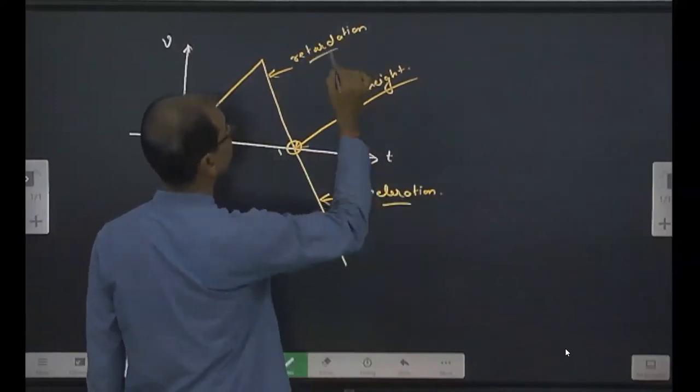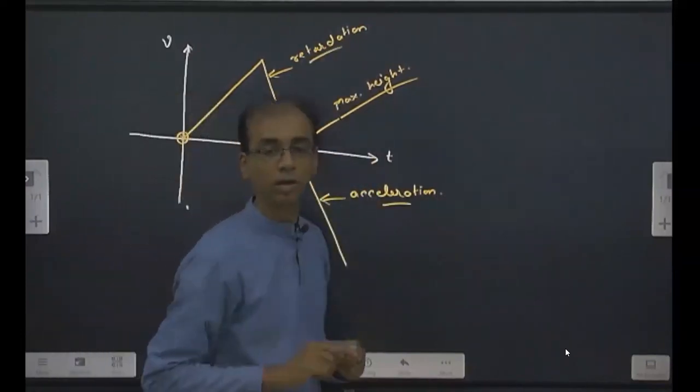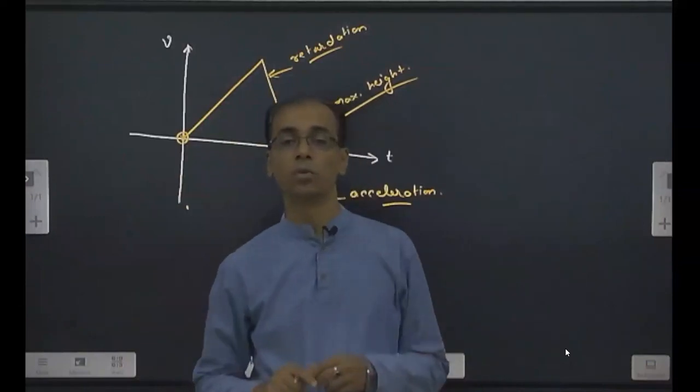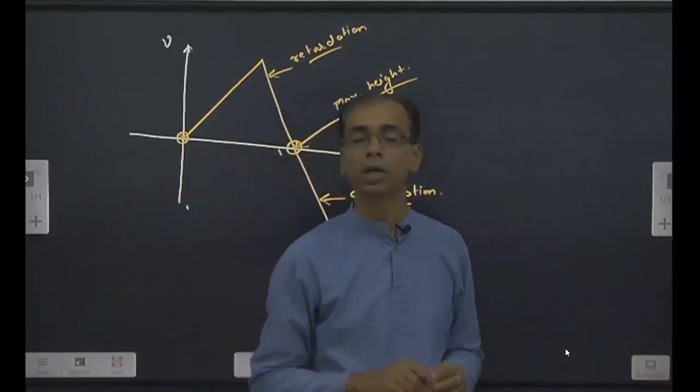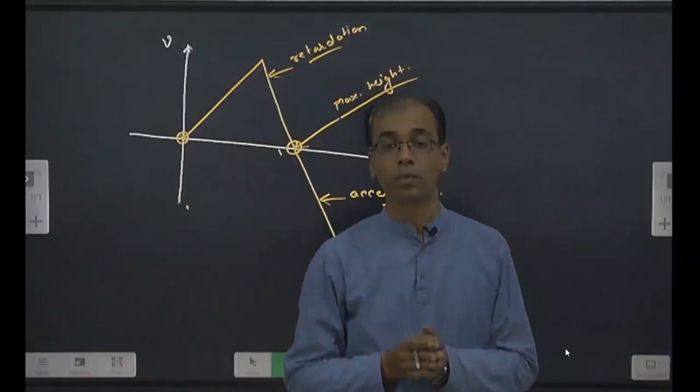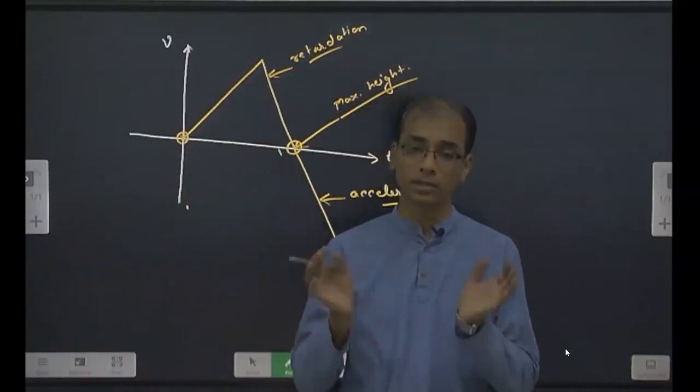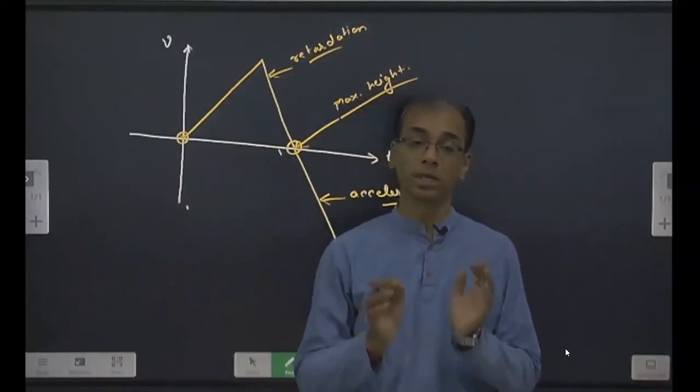When is it acceleration? When is it retardation? When velocity and acceleration are in opposite directions, then it becomes retardation. When velocity and acceleration are in the same direction, then it becomes acceleration.